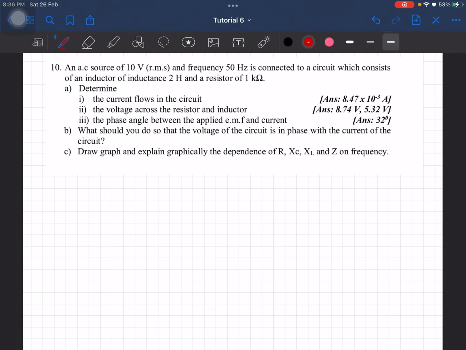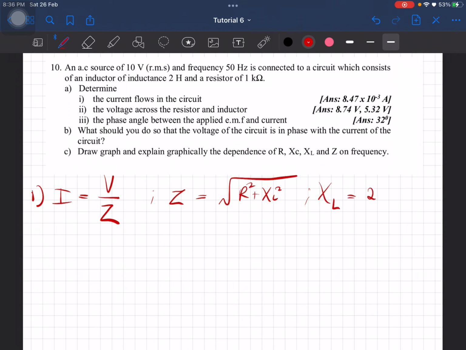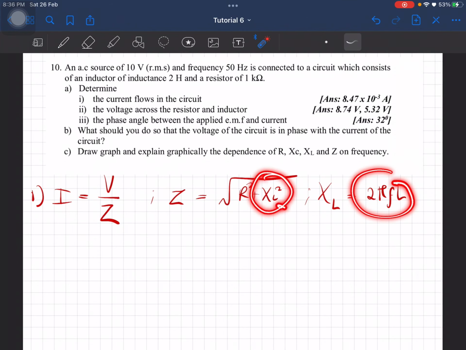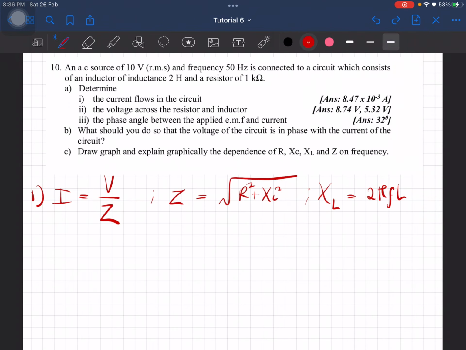Okay, so firstly, the current flow in the circuit is equal to V over Z. So we need the impedance before we can calculate the current. So impedance is the square root of R squared plus XL squared. So we need the inductive reactance, so that is 2 pi FL. So we get this and then substitute into here, so we get the Z, and we will then plug that value into the equation here. So you will then get the current. So the current is going to be equal to 8.47 milliampere.